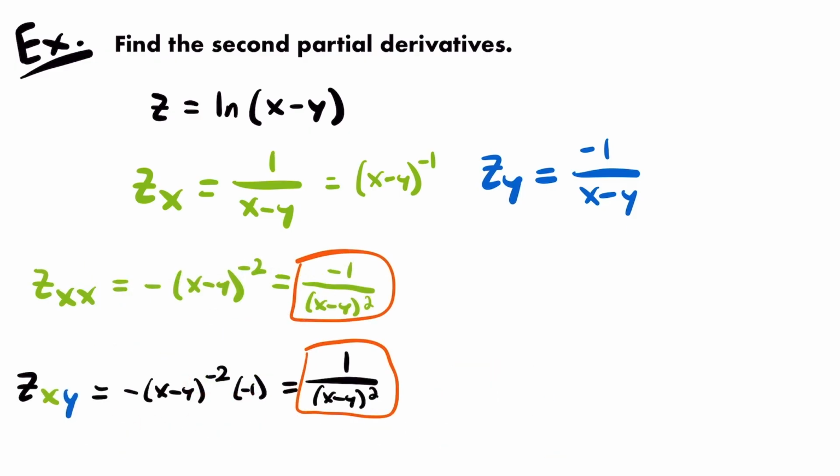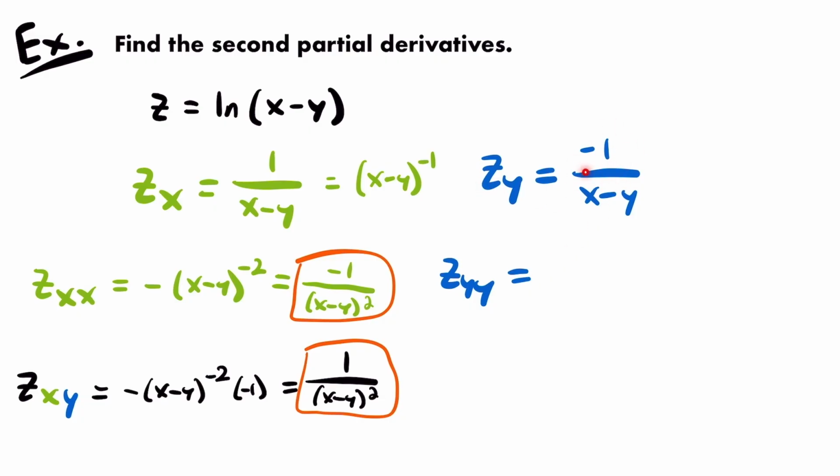Okay, now that's only 2 of our second partial derivatives. We still have 2 more to find, and we can find those using zy. Let's start by taking another partial derivative with respect to y, so that would be zyy. We'll take a partial derivative with respect to y of this function zy.